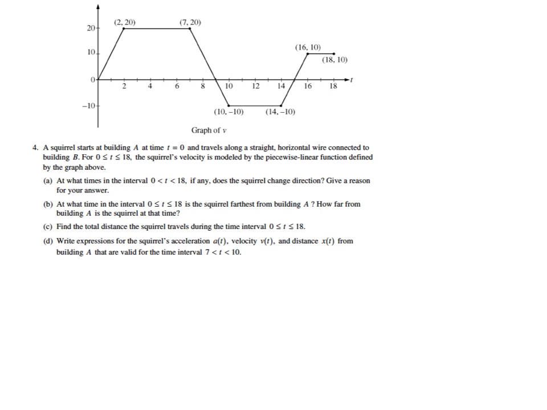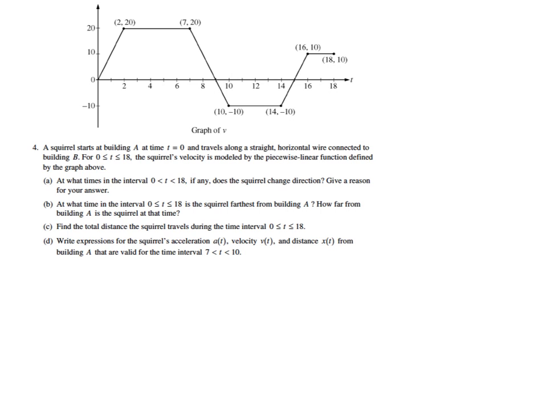For time between 0 and 18, the squirrel's velocity is modeled by the piecewise linear function defined by the graph above. Question A says, at what times in the interval from 0 to 18, if any, does the squirrel change direction? Give a reason for your answer.